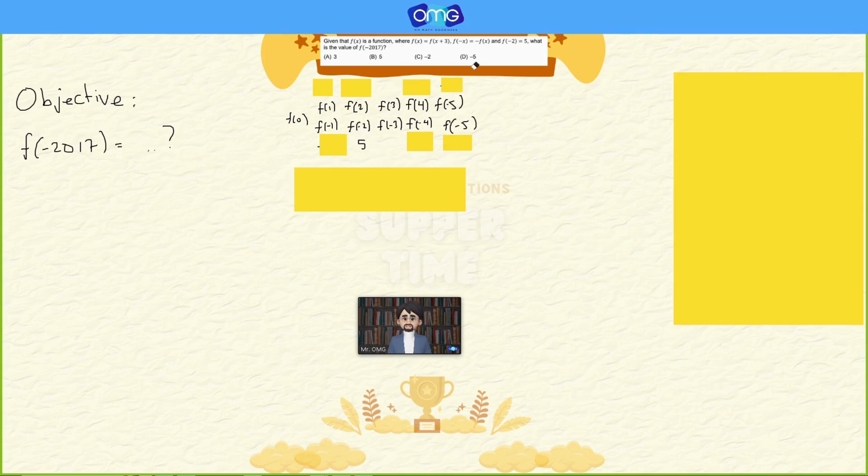And look at this: f(-x) equals minus f(x). So basically, f(2) will equal minus 5 from here. Do you understand what I mean? f(-2) equals minus f(2), right? So this gives us 5 equals minus f(2), so f(2) is minus 5.